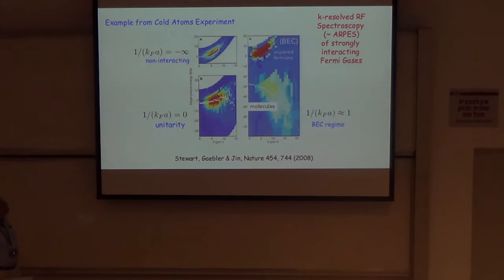Okay, so let me show you one slide of experiments from cold atoms. This is the analog of ARPES. Here is RF spectroscopy done by the Jin group at JILA. And although this is not a point that anyone has emphasized in that data or in that field, it's abundantly clear that you see the minimum gap locus. So when you're in a strongly interacting regime, unitarity as it's called, this is the BCS-like dispersion, and the minimum gap happens at a finite value of momentum. But when they're in a molecular BEC regime, this is the dispersion, and the minimum gap happens at k equals zero.